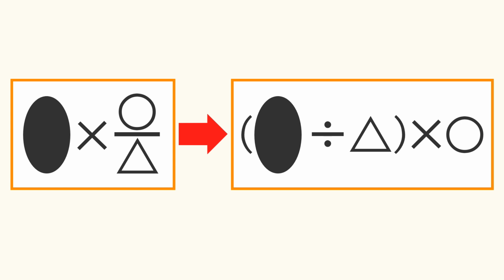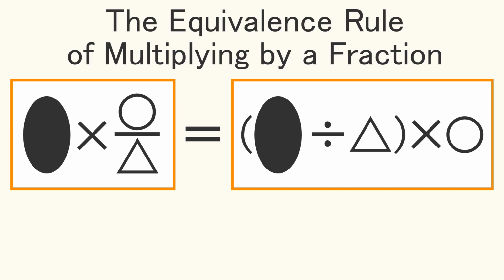Just as a side note, this way of thinking not only means that we can rewrite multiplying by a single fraction as dividing and then multiplying by whole numbers to break the expression down into more basic components, but also that we can reverse it and rewrite dividing and then multiplying by whole numbers as multiplying by a single fraction to simplify the expression. In this video, we call this two-way connection the equivalence rule of multiplying by a fraction, so try to remember this name.